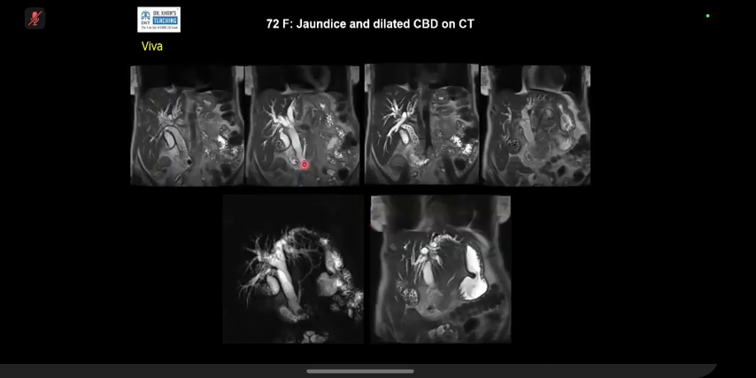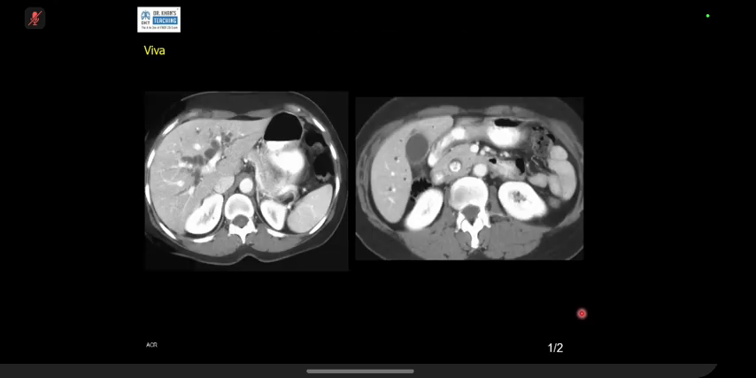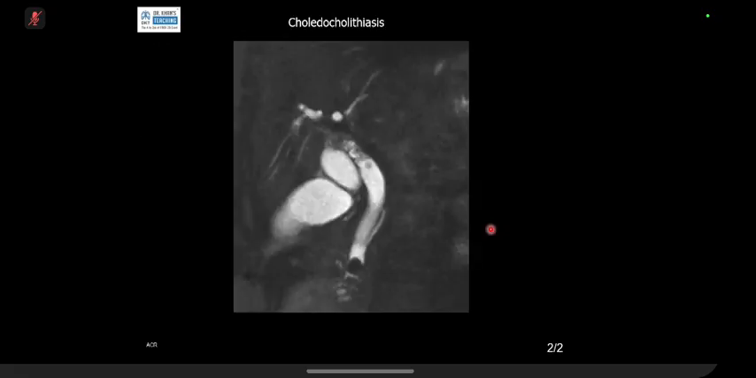MRCP: you see this sign here, it is the meniscus sign. Once again, meniscus sign, and you can see that there are multiple other stones. Sometimes a stone with calcification can be seen within the biliary system. Here is an example where you can see intrahepatic duct dilatation and this stone. For this, on MRCP, there is a meniscus sign, right?